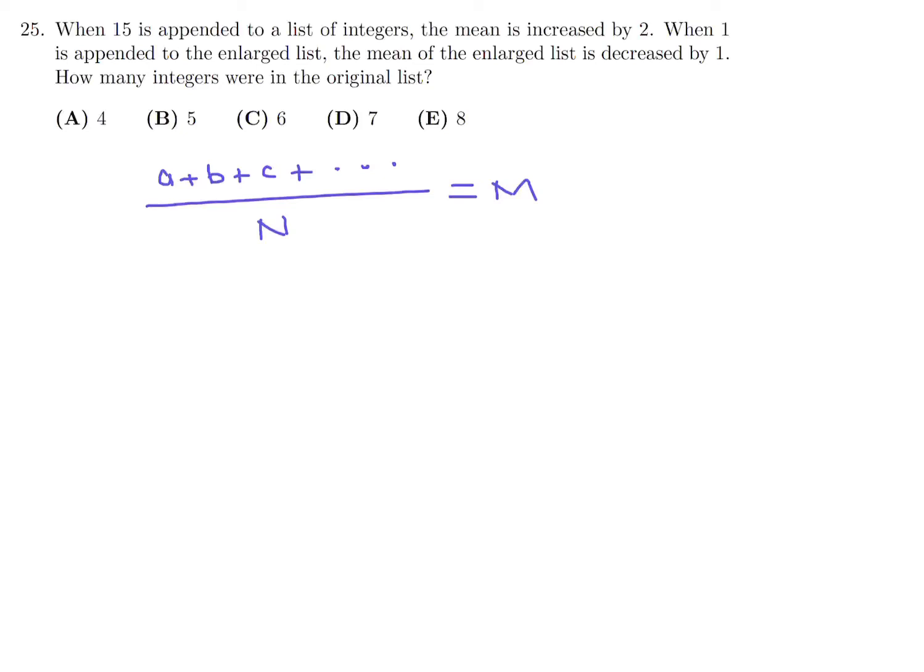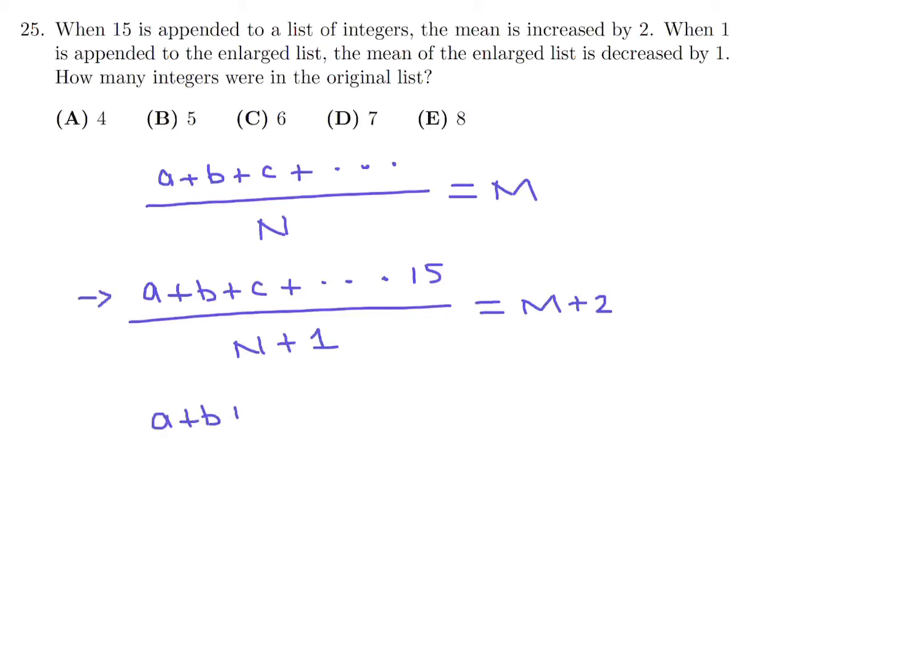So now let's work with the information they gave us in the question. They're first saying that you take this list and you add to it 15. And if you do that, the mean increases by 2. Now, what is our new number of integers? It's n plus 1, because we've added one number. Then they say, when you take this enlarged list and you add to it 1, then that mean decreases by 1. So it was m plus 2, so now it will decrease by 1, becoming m plus 1. And then how many integers do we have to divide by? It's n plus 2.